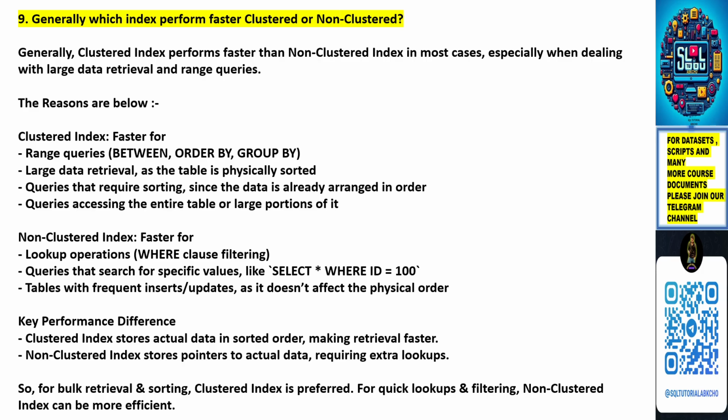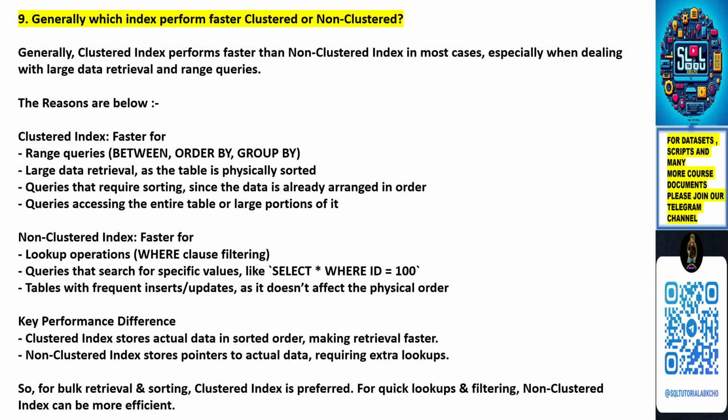So what are the reasons? Cluster index is fast for range queries: between, order by, group by clauses. When we use the between operator, order by operator and group by operators, in that case the cluster indexes are faster. The second point is large data retrieval, as the table is physically sorted. The third point is queries that require sorting, since the data is already arranged in order. The fourth point is queries accessing the entire table or a large portion of it.